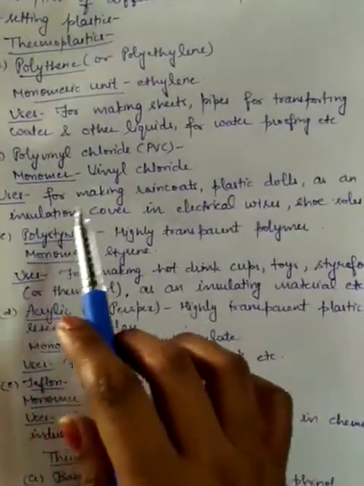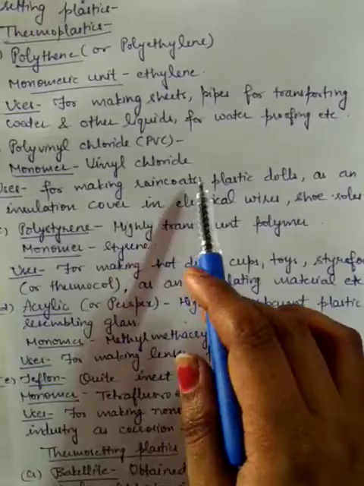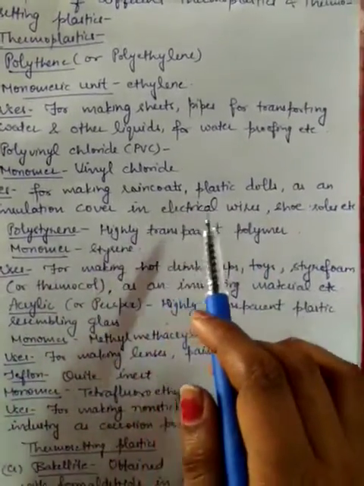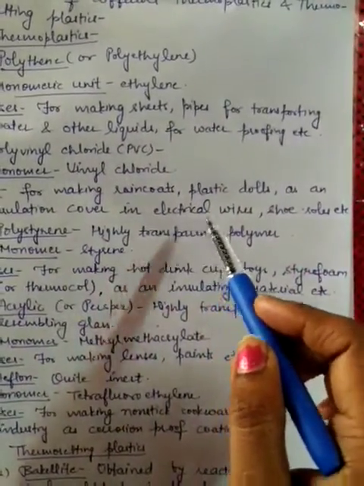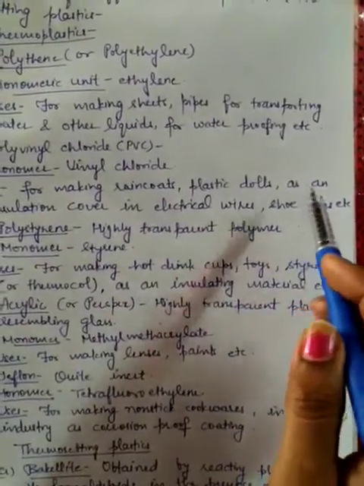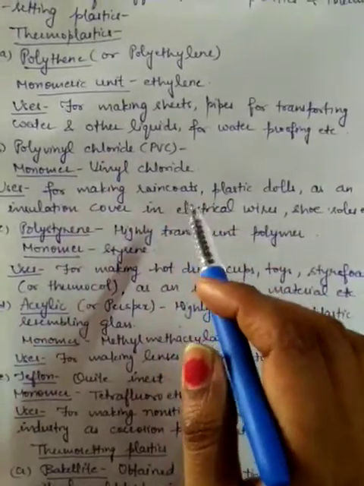Now what are the uses of polyvinyl chloride? It is used for making raincoats, plastic dolls, as an insulation cover in electrical wire. You have seen the plastic covering over electrical wires, which is made up of polyvinyl chloride, and also shoe soles, etc. So all these are the uses of polyvinyl chloride, and it is also a thermoplastic.